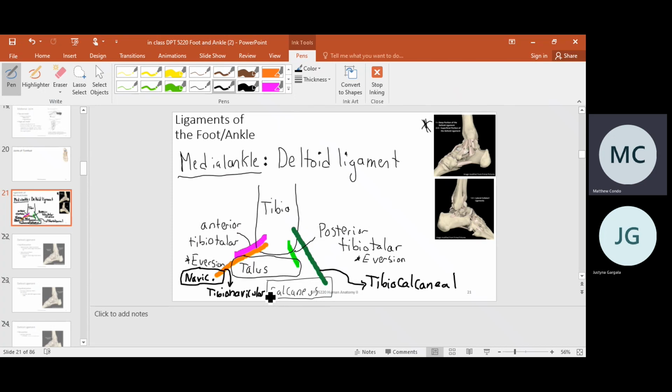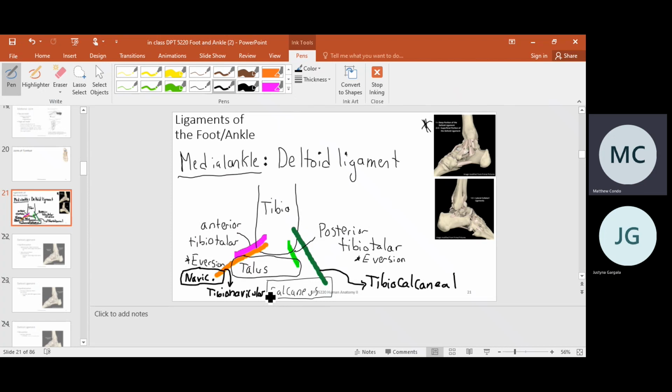Any questions on the medial ankle? You say what again? So it's going to prevent anterior displacement of the navicular or posterior displacement of the tibia. Dorsiflexion and knee version. And same rules, right?